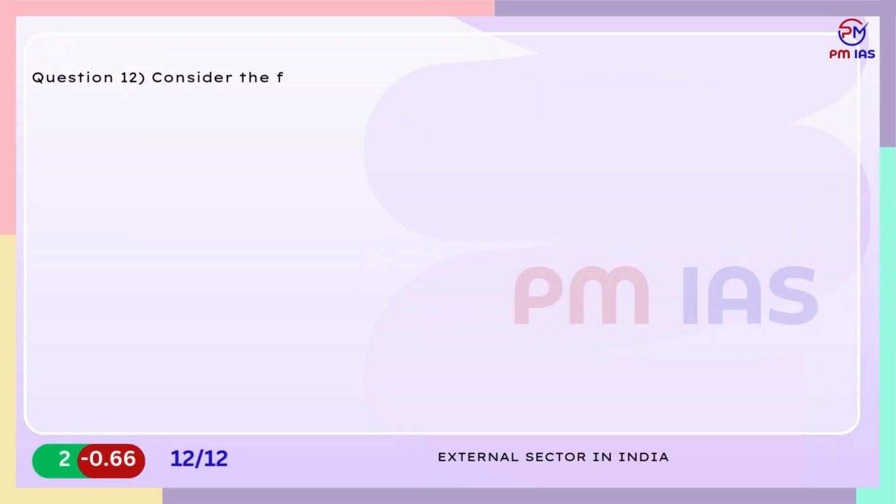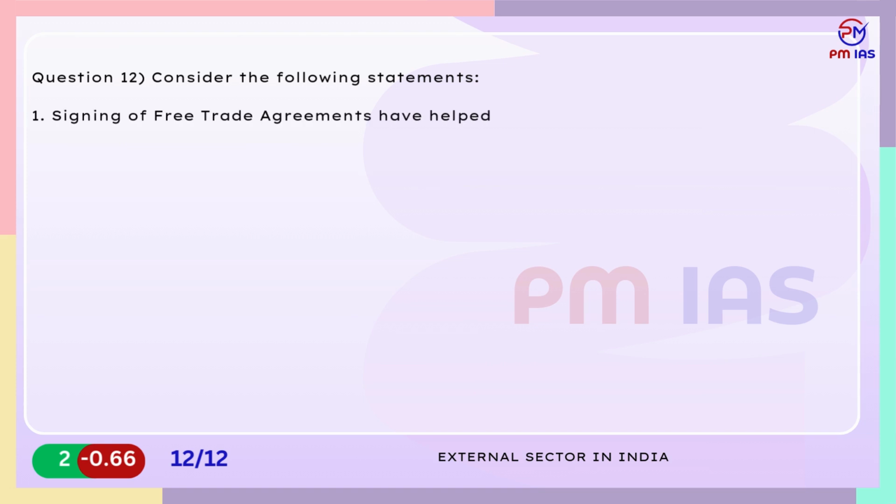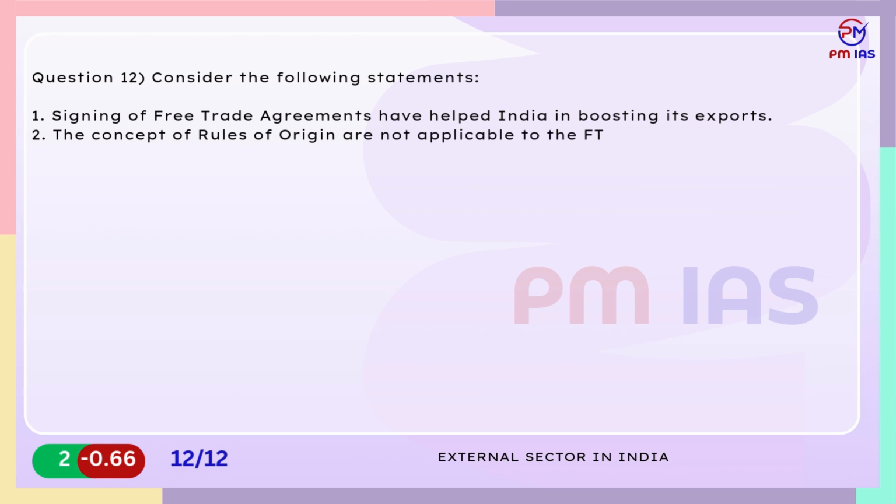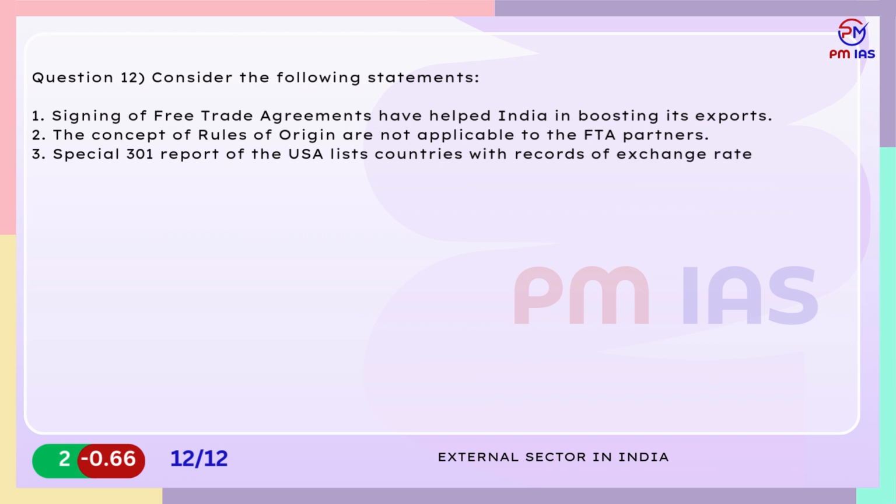Question 12. Consider the following statements. 1. Signing of free trade agreements have helped India in boosting its exports. 2. The concept of rules of origin are not applicable to the FTA partners. 3. Special 301 report of the USA lists countries with records of exchange rate manipulations. Which of the statements given below are incorrect?